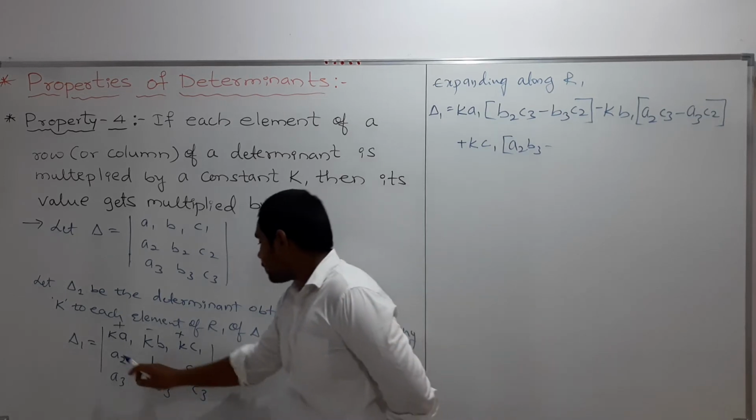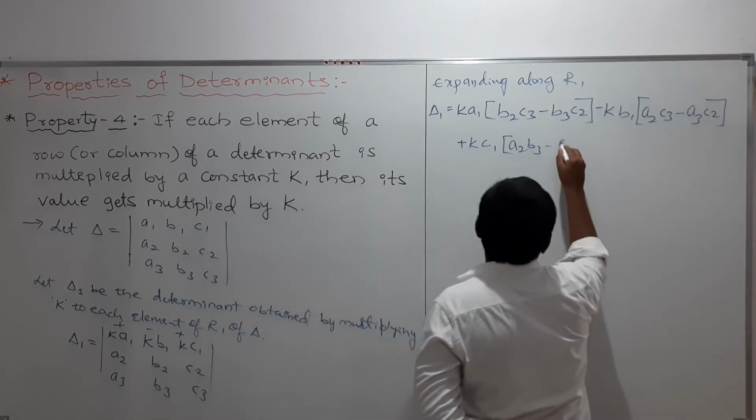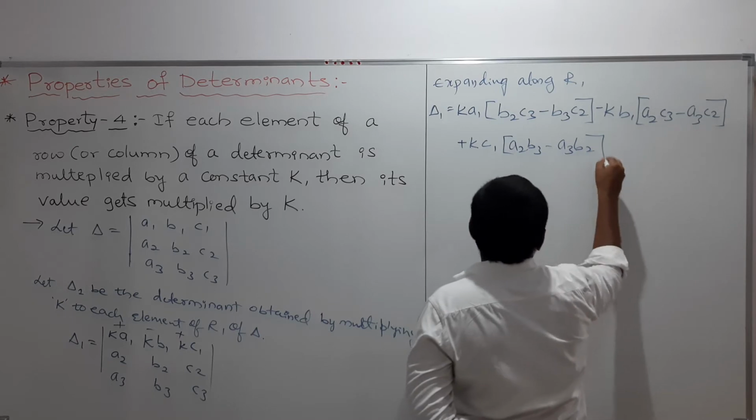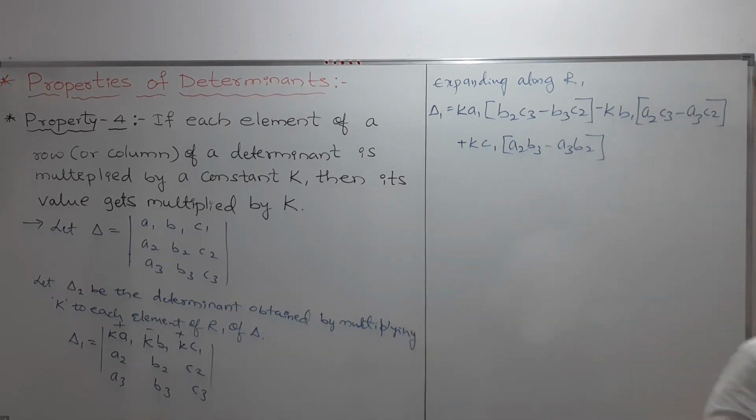a2 into b3 minus a3 into b2. Clear? So just I'll check whether it's visible to you or not. Yeah, it's visible to you. So now further simplify this, my dear students.